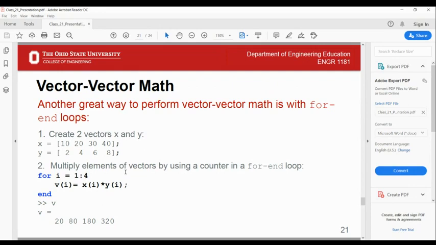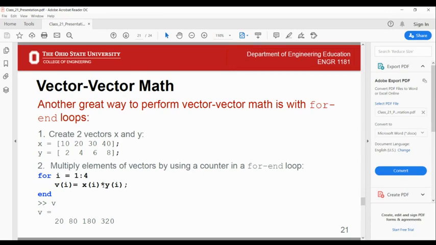This is another way of doing the multiplication or division. We could use a for loop. We can create another vector, which is called v, and we have the index i. So we need to use a loop that changes value from 1 to 4. So v1 equals x1 times y1. Then for v2, we want it to equal x2 times y2. Remember the index here. And then v3 equals x3 times y3.